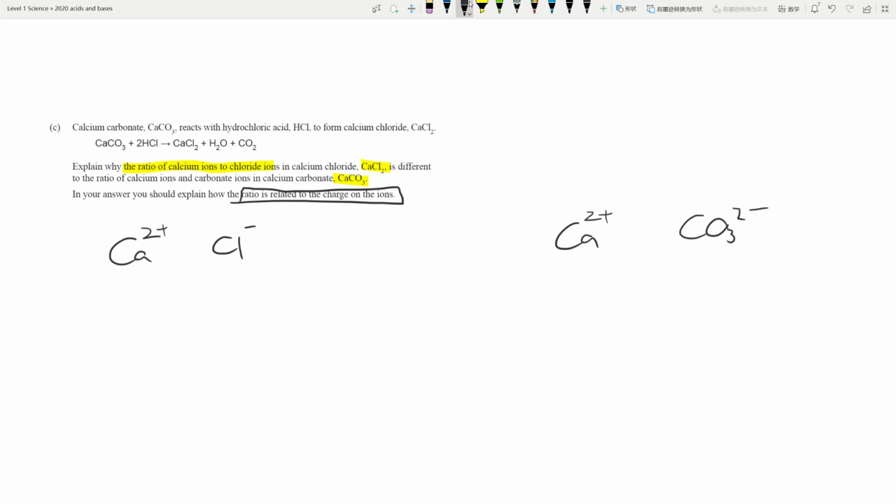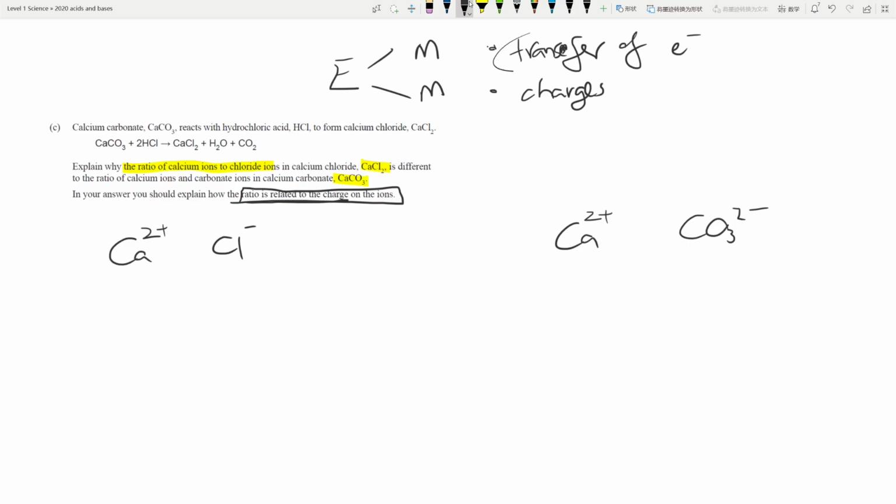Sometimes they ask you to talk about the transfer of electrons, and this is what a normal question will look like. They will say, we want you to talk about the transfer of electrons, and also talk about the charges. Normally when you get this type of question, if you do this part right, that's a merit. If you do all of them right, this is an excellence. But this one is only looking at the charge, so you don't need to look at the transfer of electrons.